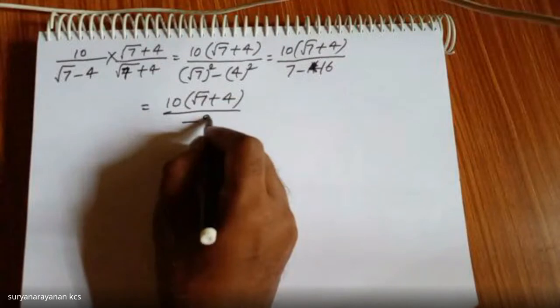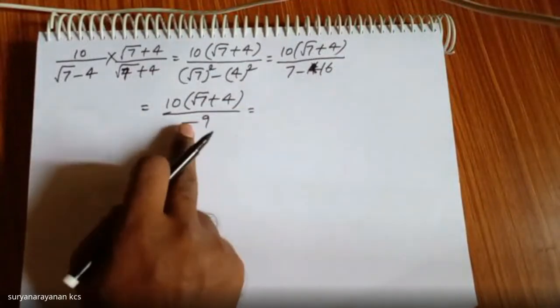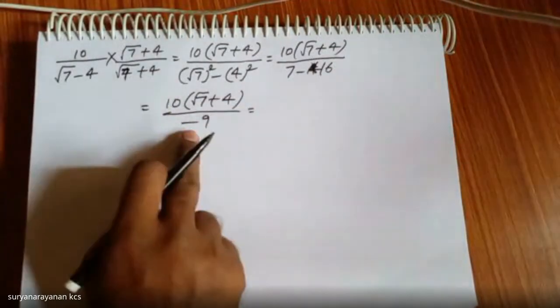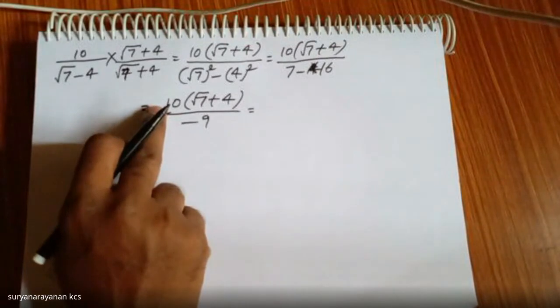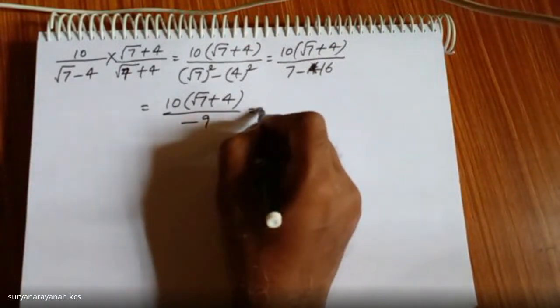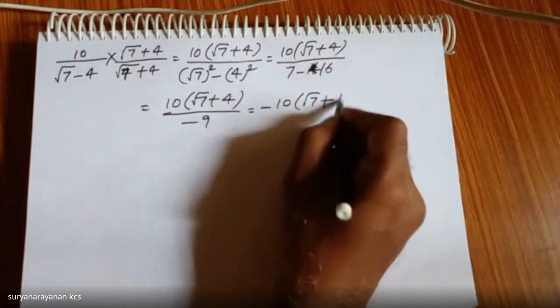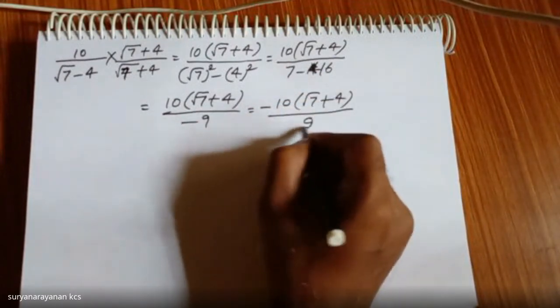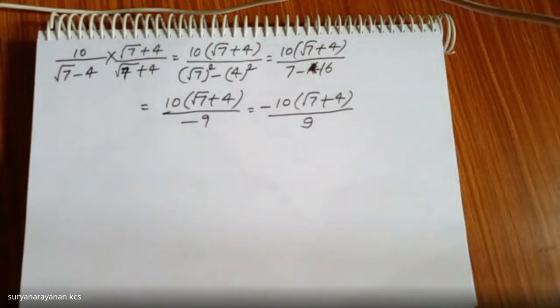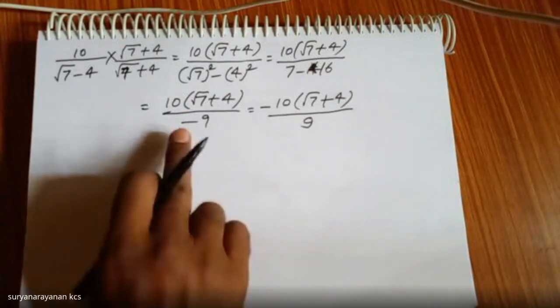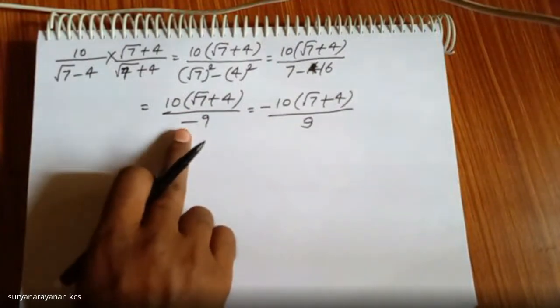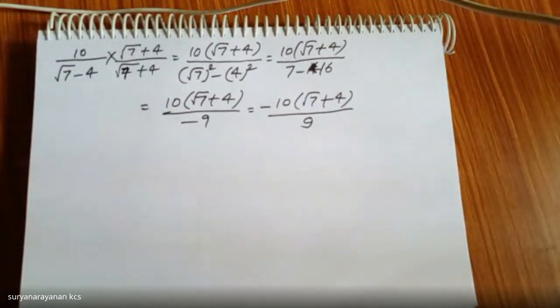If you want to take this minus sign to the numerator part, we get minus 10 into root 7 plus 4 by 9. In general, we write the minus sign in the numerator. In case there is a minus sign in the denominator, we have to take it into the numerator.